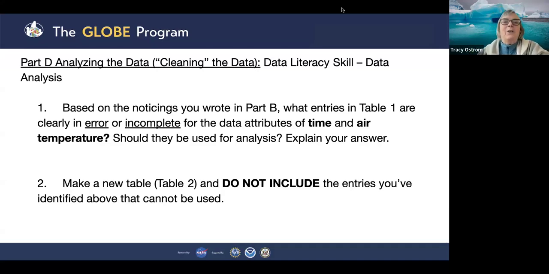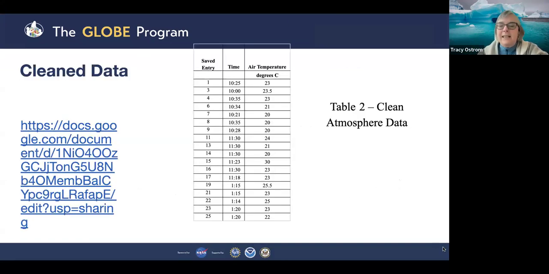So what we're going to come to is this idea of cleaning the data. And again, this is our personal data. And we're going to create another data table, only this time we're going to create a data table that just has the clean data. So go ahead and move to the next slide, and I'll put a link in the chat to this clean data table.